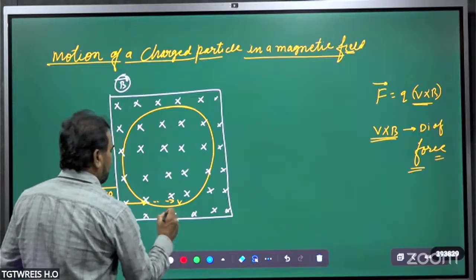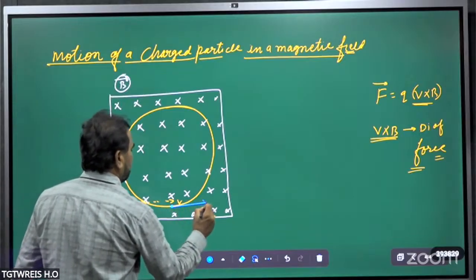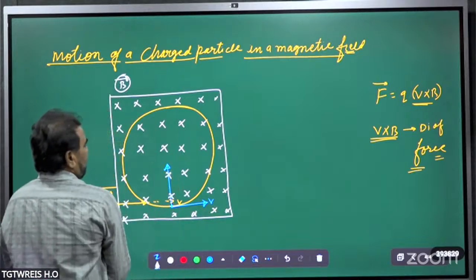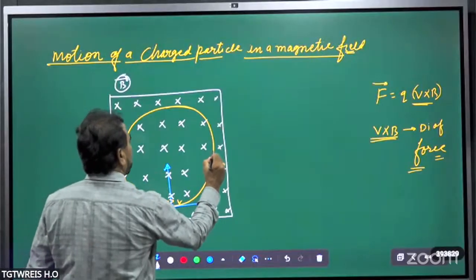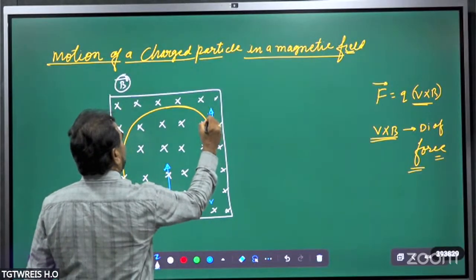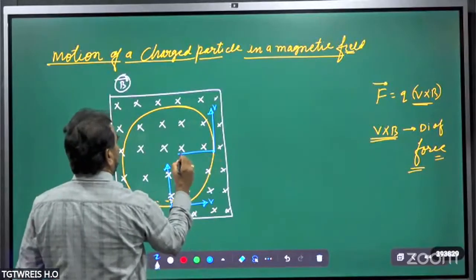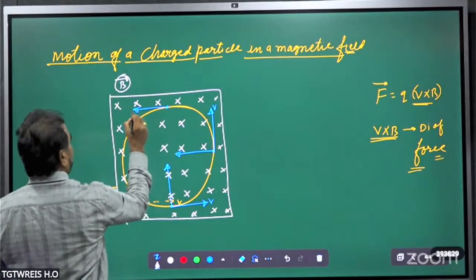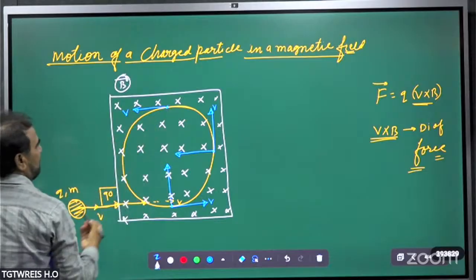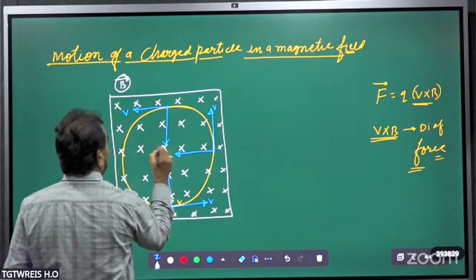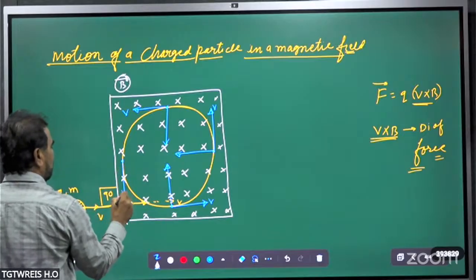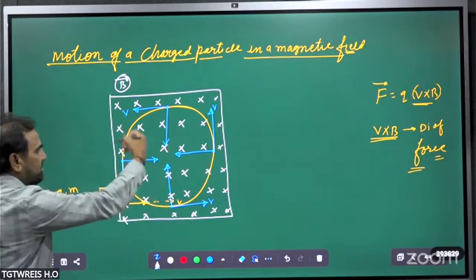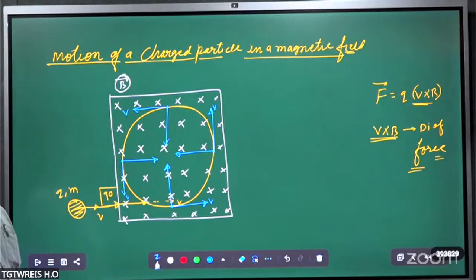At any point, say here, the velocity will act in this direction, and the force acts toward the center direction. At this point also, the tangential velocity acts along the tangential direction, and the force will act toward the center. At this point also, the tangential velocity acts like this and the force acts like this. Due to that, the charged particle will move in a circular path of radius r.